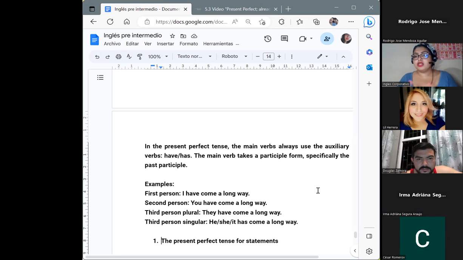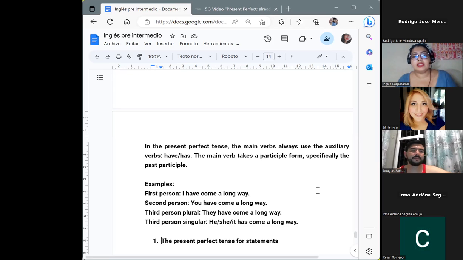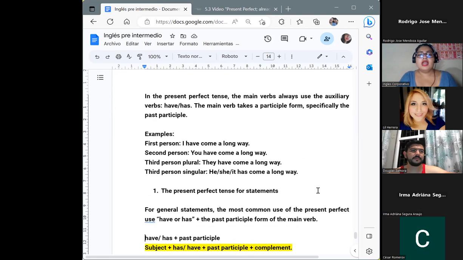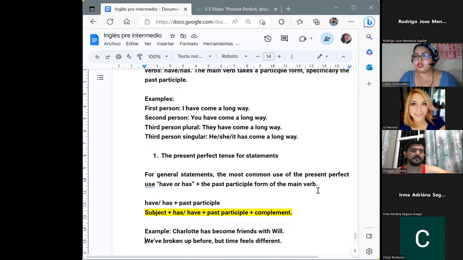In this case, it's just to understand the difference between the use of the auxiliary have and the auxiliary has. Then we have three different things. The first is the present perfect tense for statements, or positive statements. The structure is subject plus has or have, plus past participle and the complement.